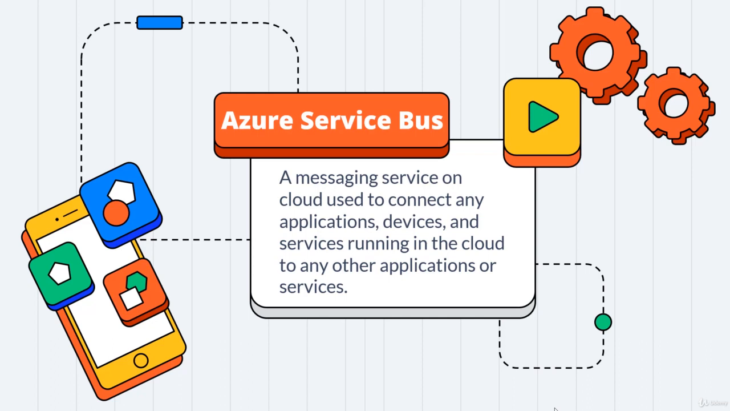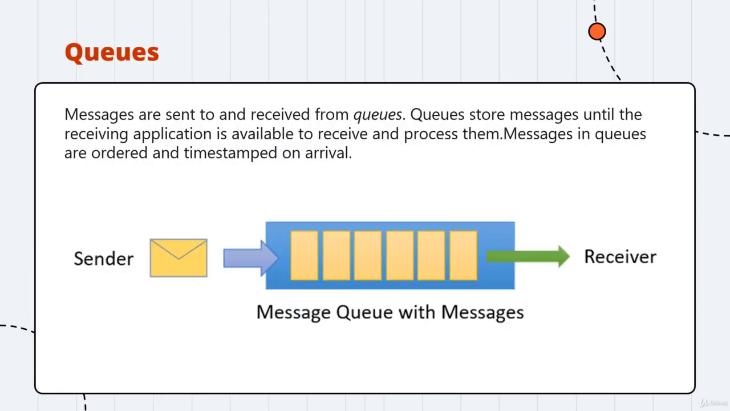Now, as we have seen before, Azure Service Bus can have queues or topics and subscribers. Let me give you a brief overview on both of those. First, we will take a look at the queues. In queues, the messages are sent to and received from queues. Queues store messages until the receiving application is able to receive and process those messages. Messages in a queue are ordered and time-stamped on arrival.